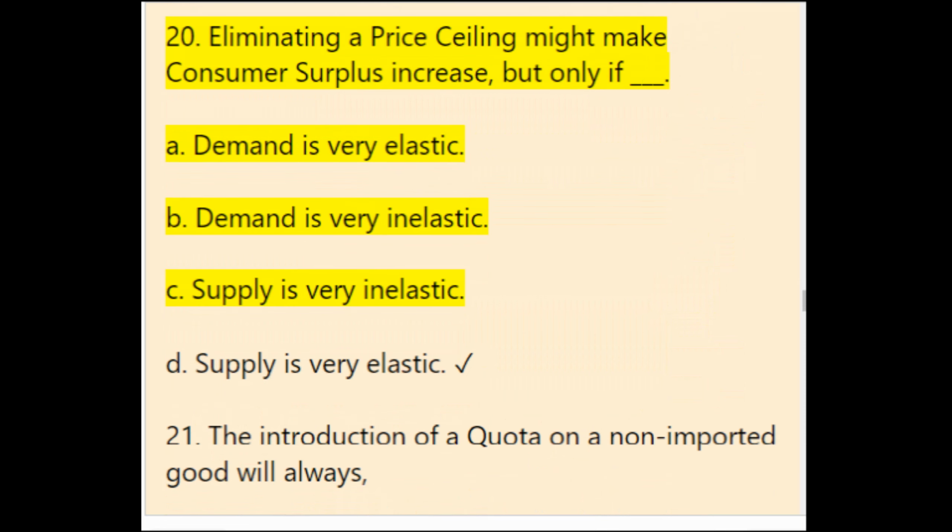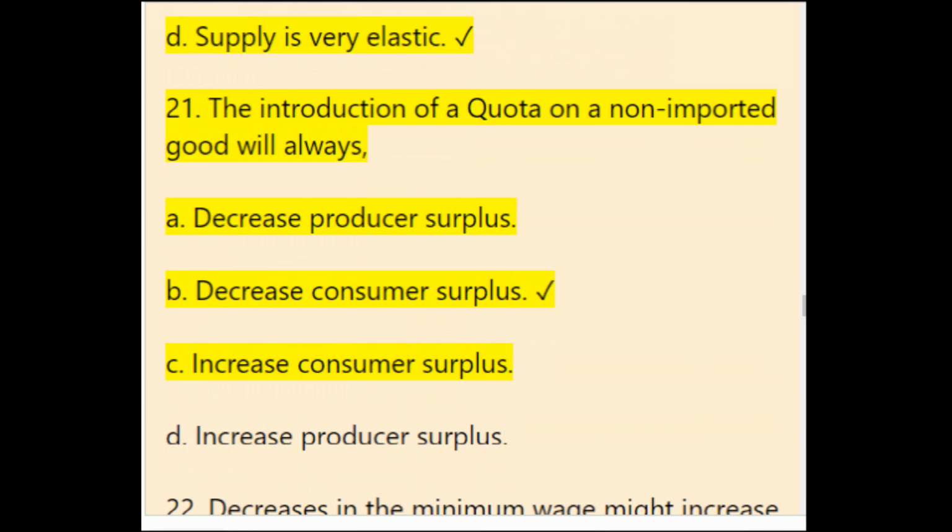20. Eliminating a price ceiling might make consumer surplus increase, but only if: A. Demand is very elastic. B. Demand is very inelastic. C. Supply is very inelastic. D. Supply is very elastic.